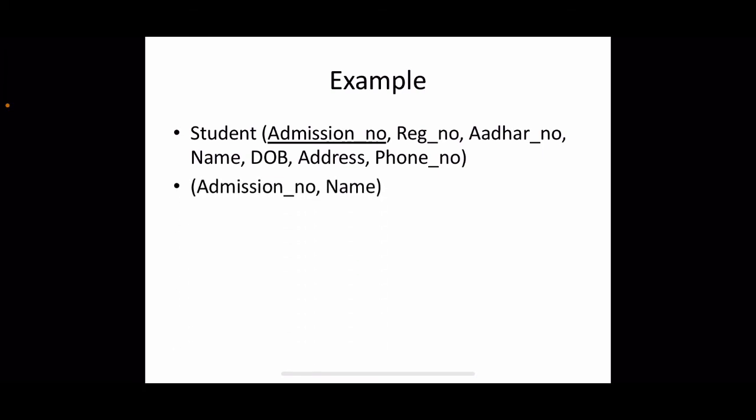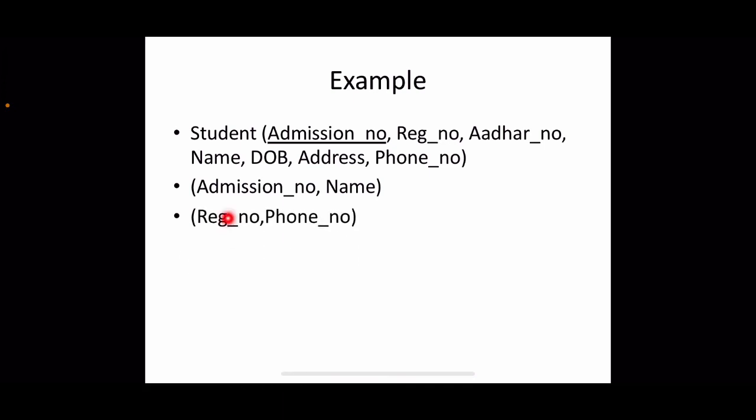Now if you take the combination of admission number with name, is it a key? No, right? Because if we remove the name, it can still be used to identify different tuples uniquely, right? Because admission number is unique for every student. So we can say that the combination of admission number and name is a super key, because if you take two different tuples, this combination will definitely be unique. Every tuple will have a unique combination. So it's a super key but not a key.